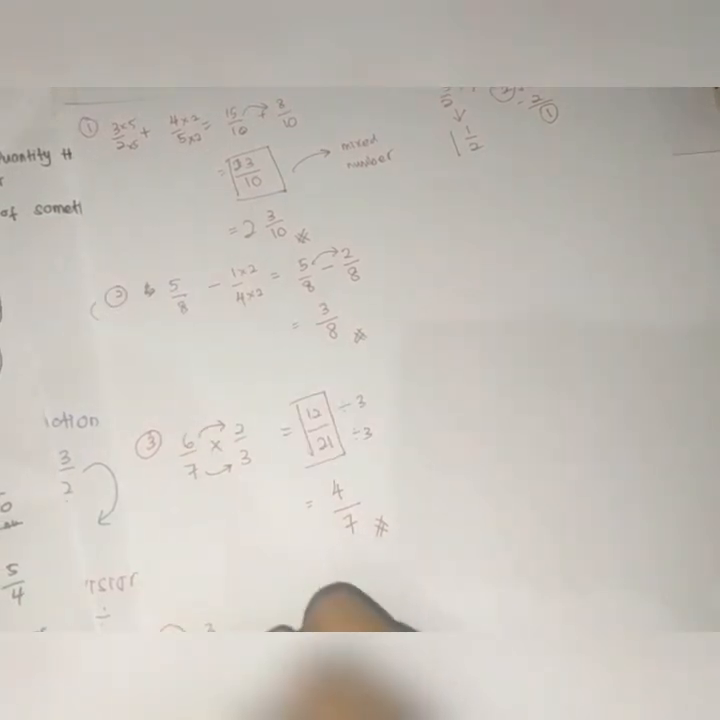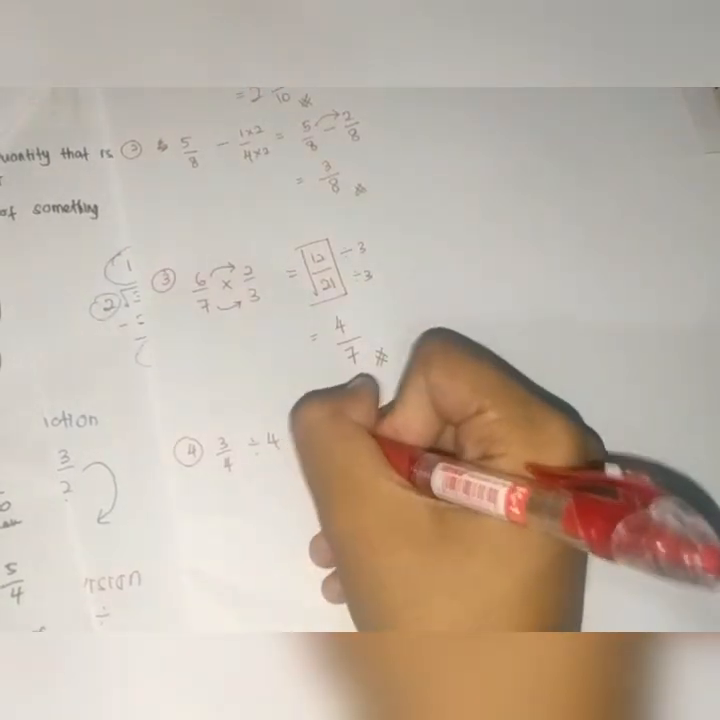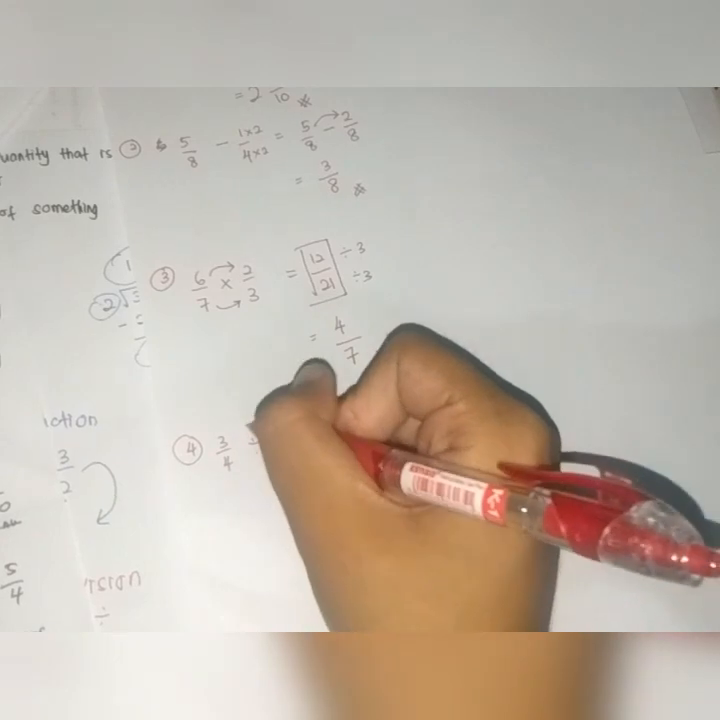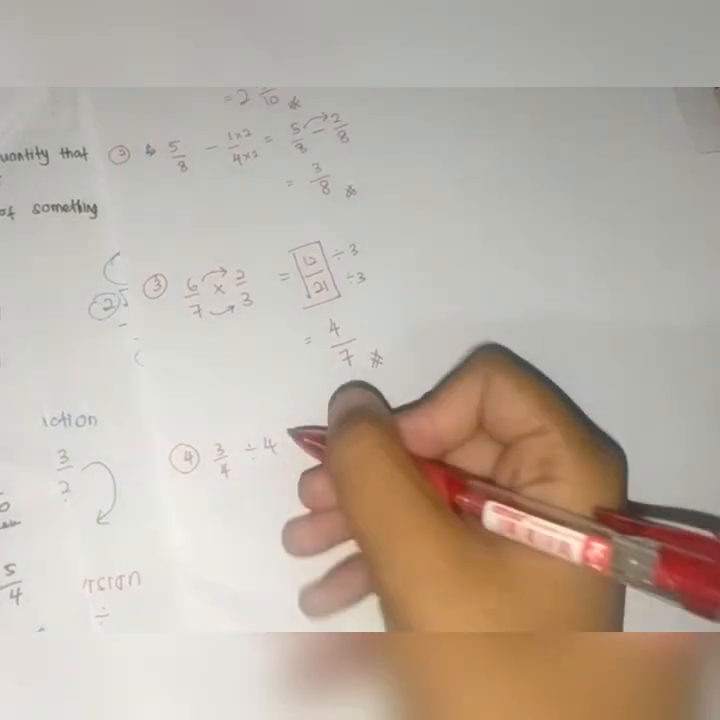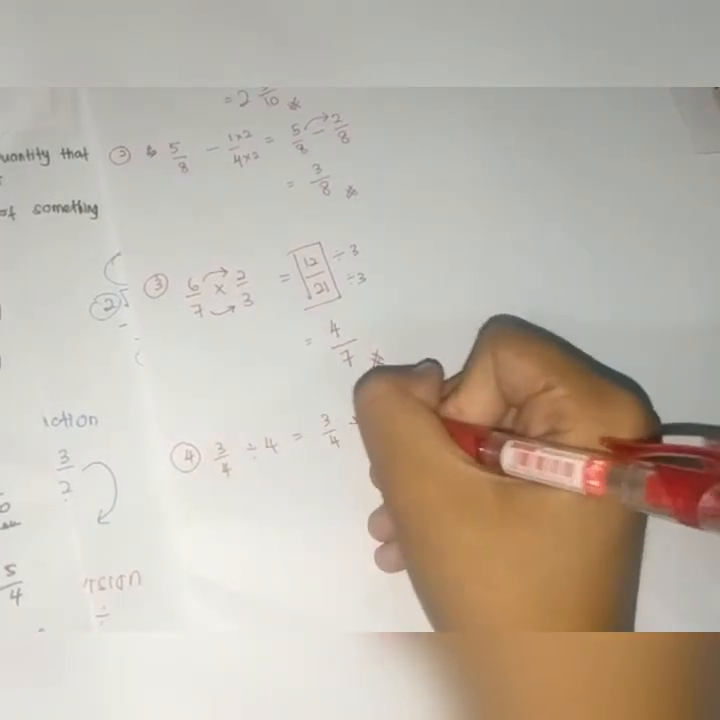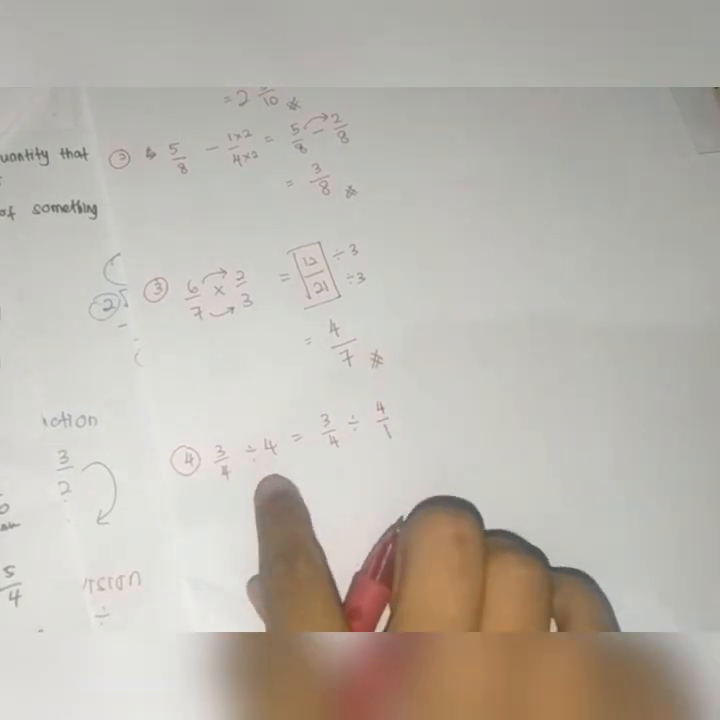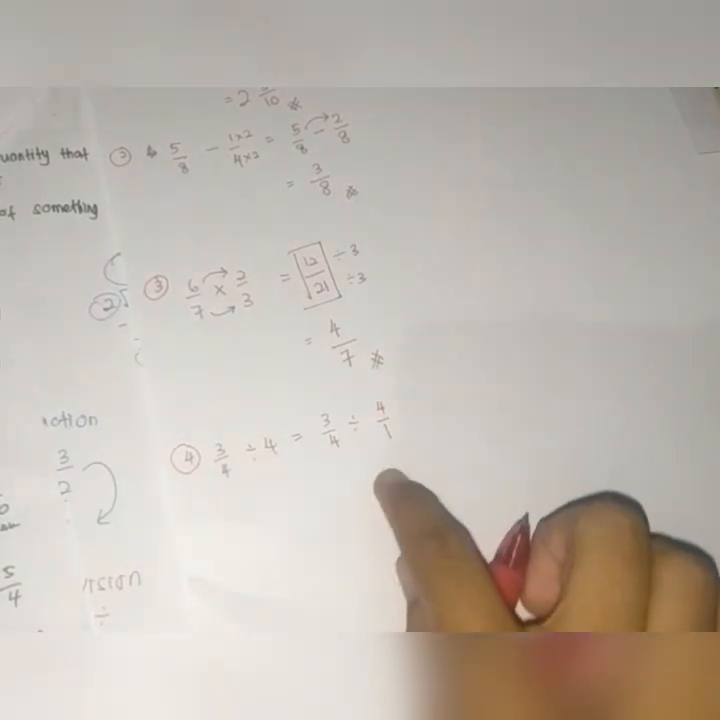The last one is division. For example, 3 over 4 divided by 4. In division, this operation we will change it into multiplication. But before that, 3 over 4 divided by 4 over 1. 4 must be changed into a fraction and will become 4 over 1. And then when we change divide into multiply, 4 over 1 will be changed into 1 over 4. And then multiply as usual. 3 times 1 is 3, 4 times 4 is 16.